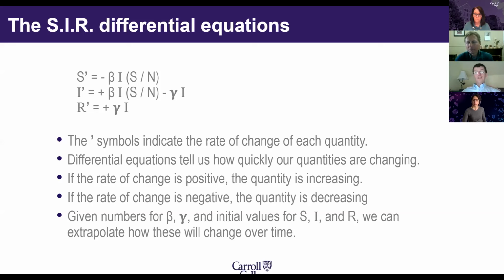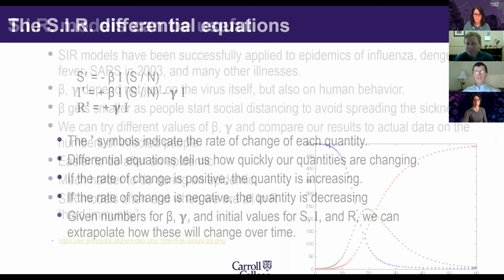So what I can do now is choose some initial values: here's S, the total number of susceptible people in my population, here's the starting number of infected people, and the starting number of recovered people if we have any to begin with. If I then pick numbers for beta and gamma, I can use math to make some predictions about what will happen. I can extrapolate how these will change over time. Again, it's a model. It's a toy. The idea is to explore what's possible and see what happens.